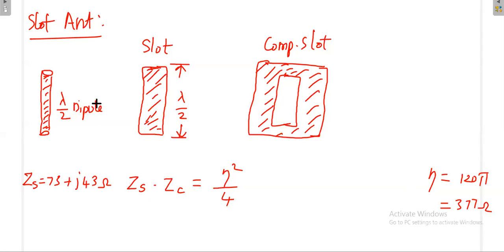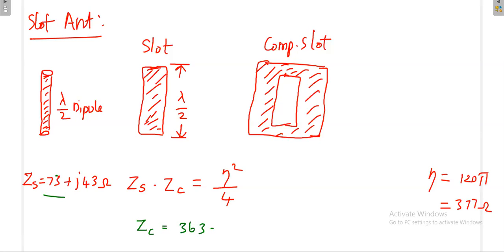Because if it is only a dipole, then definitely you may have only resistance. And again, please make sure that even for lambda by 2 dipole, we are considering only 73, but that also consists of some other reactive impedance. If you refer to a standard textbook, that will be available there. Even your lambda by 2 dipole will consist of some imaginary part. So now this is the impedance value of the slot antenna.